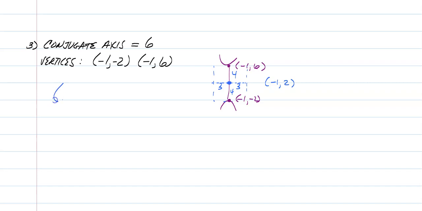So this guy, we're going to have an x plus 1 squared, and we're going to have a y minus 2 squared equals 1. We know our y is 4, so 4 squared is 16. And our x direction, we have 3 squared is 9. And since we are opening up and down, we have another negative x. And again, we're done with that example.